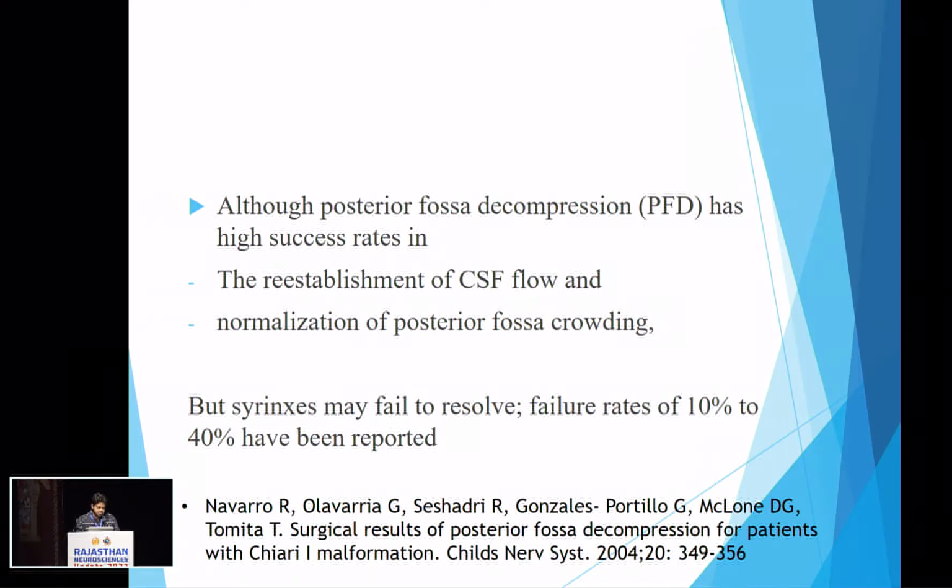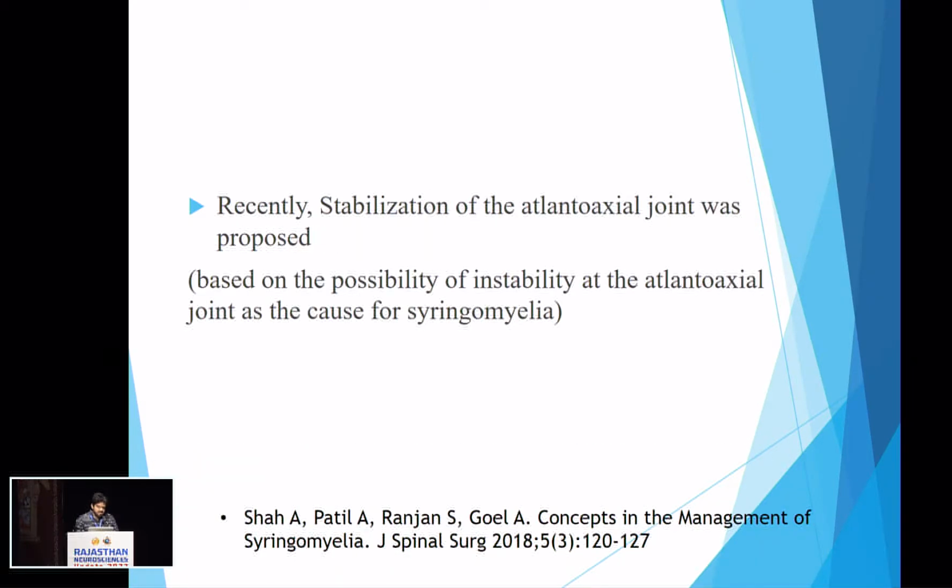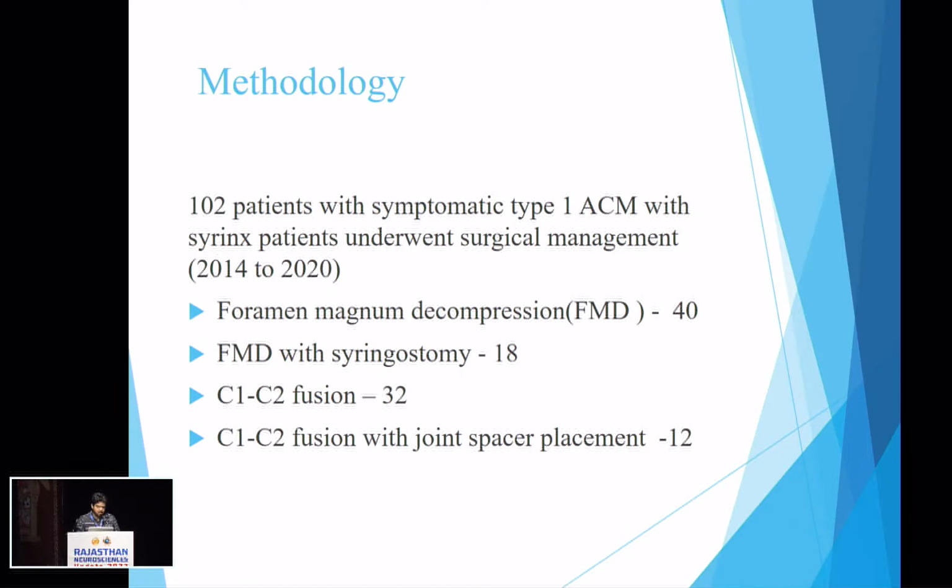Although posterior fossa decompression has a high success rate in re-establishment of CSF flow and normalization of posterior fossa crowding, syrinxes fail to resolve in around 10 to 40% of the cases. Recently, stabilization of the atlantoaxial joint was proposed based on the possibility of instability at the atlantoaxial joint as the cause for syringomyelia. So, in our institute, 102 patients with symptomatic type 1 ACM with syrinxes underwent surgical management from 2014 to 2020. Among these, 40 underwent FMD alone, 18 underwent FMD with syringostomy, 32 C1C2 fusion, and 12 underwent C1C2 fusion with joint spacer placement.